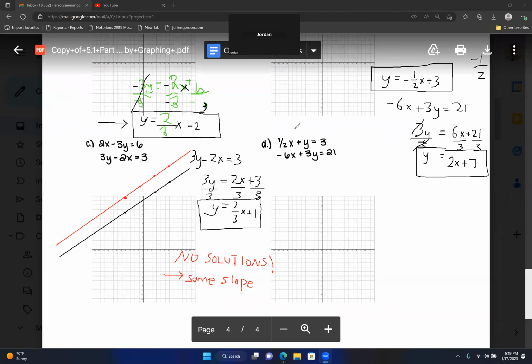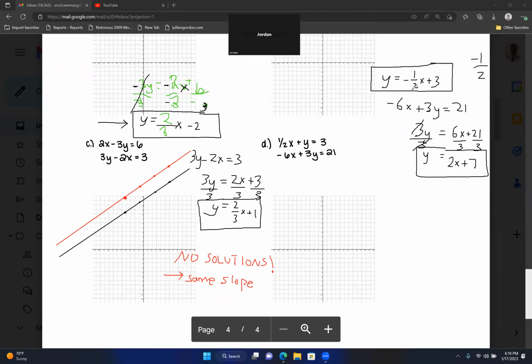All right, first one I'm going to do in black. 0, 3 is right there. From there, you're going down 1, to the right 2. Down 1, to the right 2. Down 1, 1, 2. Okay, so that's your first, and then do a couple more.